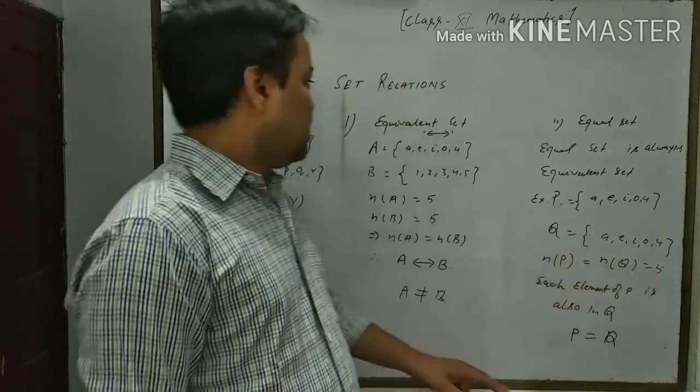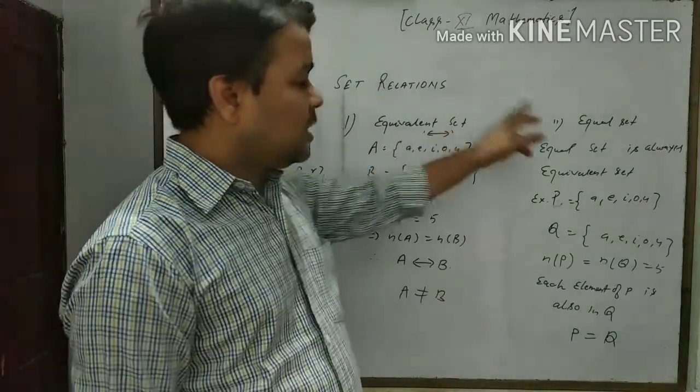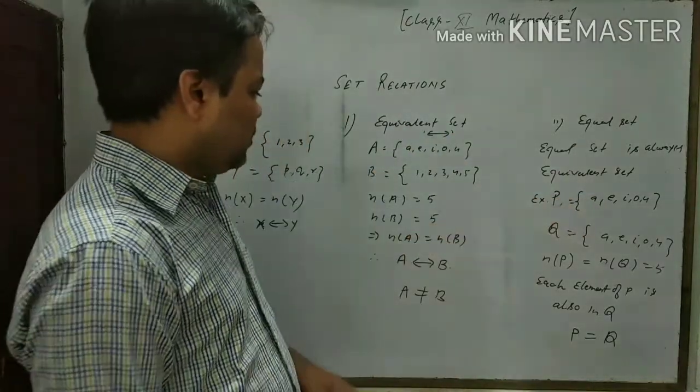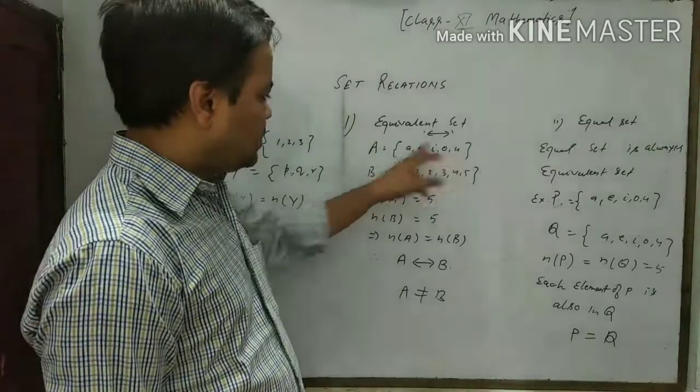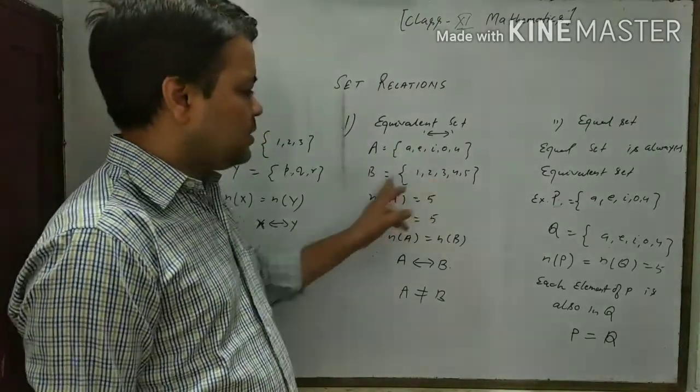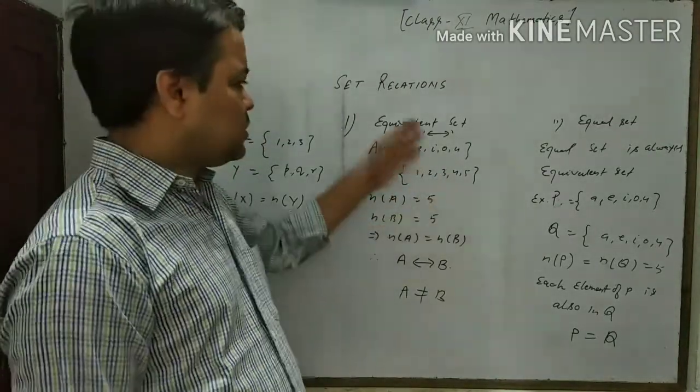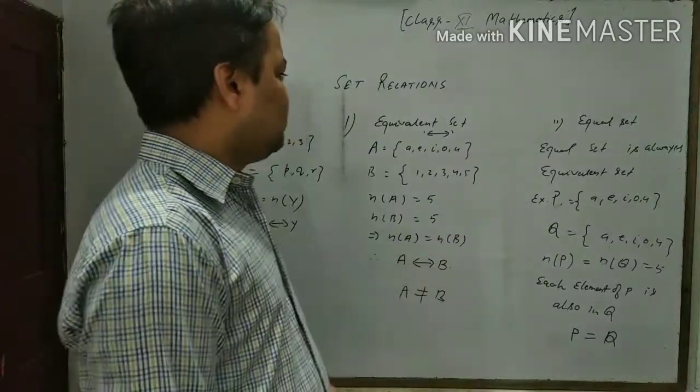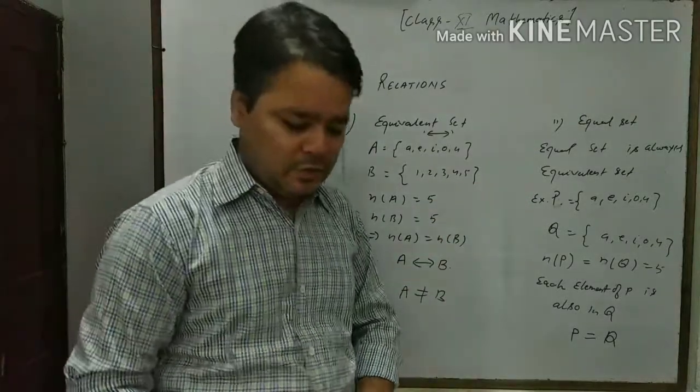But every equivalent set is not an equal set. Why? Because the elements of the first set are not equal to the elements of the second set. So this is the similarity and difference between the equivalent set and equal set.